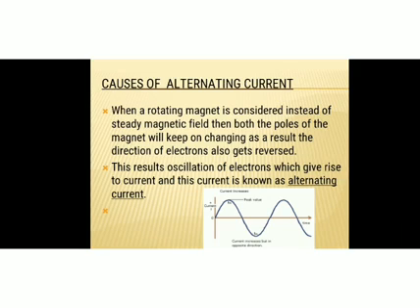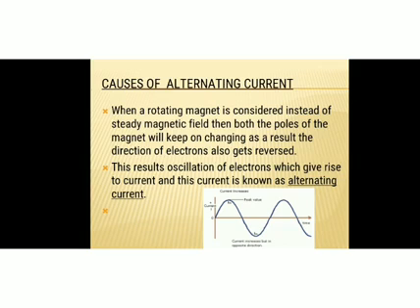Now what is the cause of this alternating current? If we consider a rotating magnet, instead of a steady magnetic field, both the poles of the magnet will keep on changing. As a result, the direction of electrons also gets reversed, because whenever the magnetic field changes, current is induced.